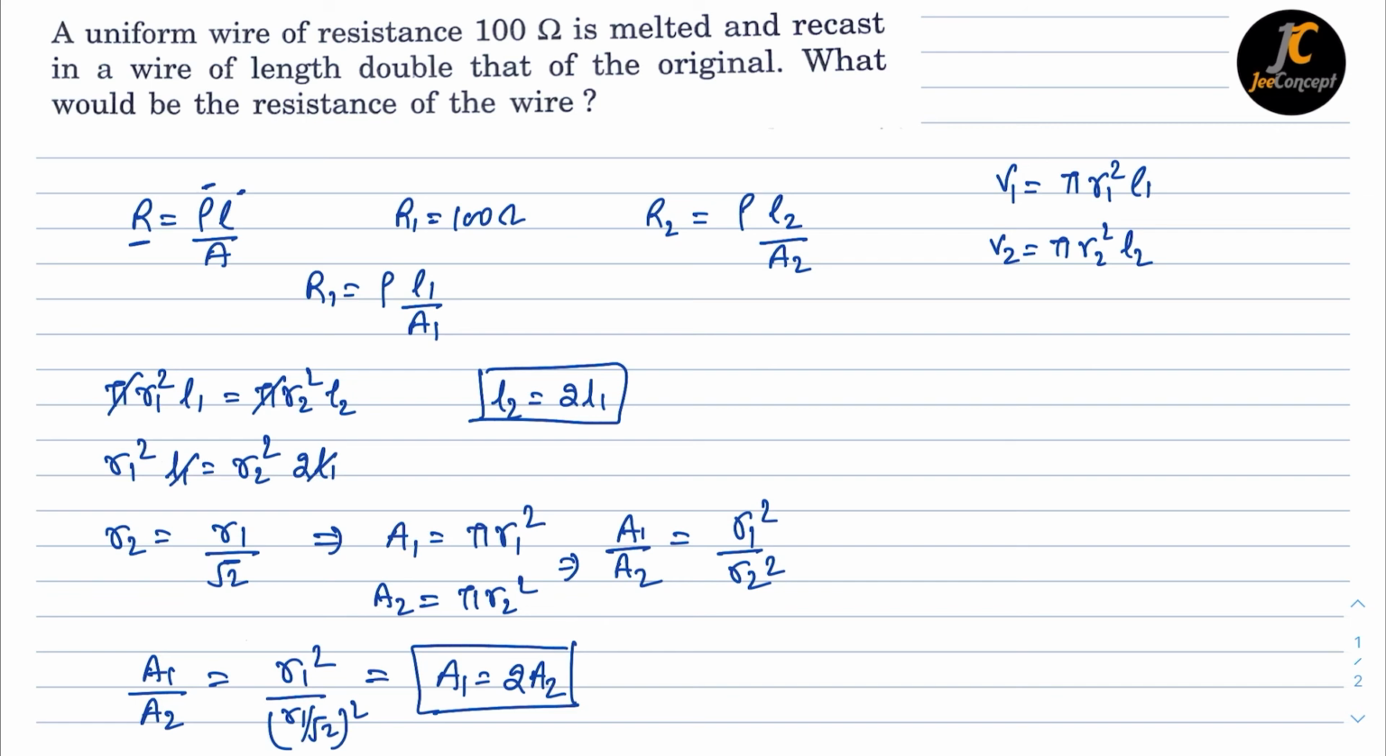Now putting the value of A2 and L2, R2 will become rho times L2, which is twice of L1, upon A2, which is half of A1, that means A1 by 2, or rho L1 upon A1 into 4. So rho L1 upon A1 is R1, which is 100 ohm. So R2 will become 100 into 4, that means 400 ohms. So this is the solution of this problem.